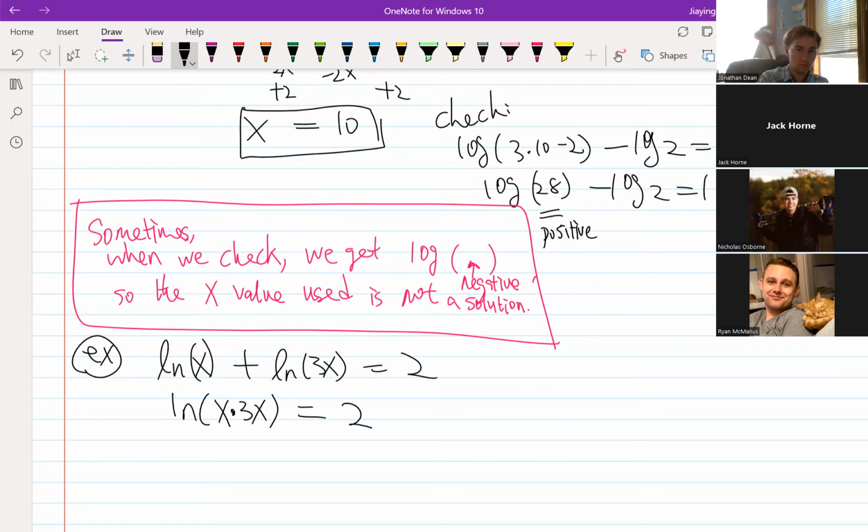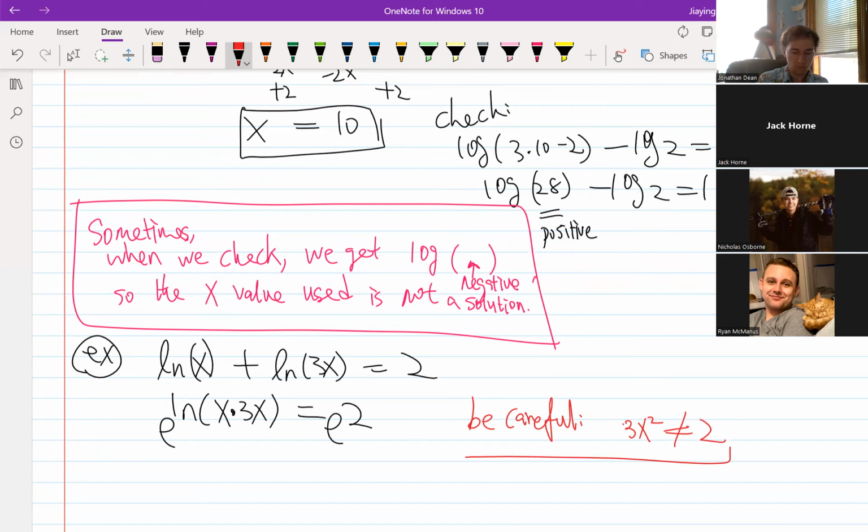And how do we get rid of the natural log? We have to add a base e, or convert it to exponential. So I'm going to add a base e. So be careful. From here, 3x squared does not equal 2. I know that some of us would like to think, okay, can I just drop the natural log on the left and set it equal to 2? No. So 3x squared cannot equal 2 in this case. So when we add a base e, the natural log goes away. So we get 3x squared equals e squared.